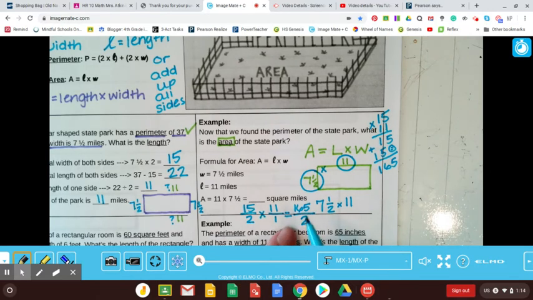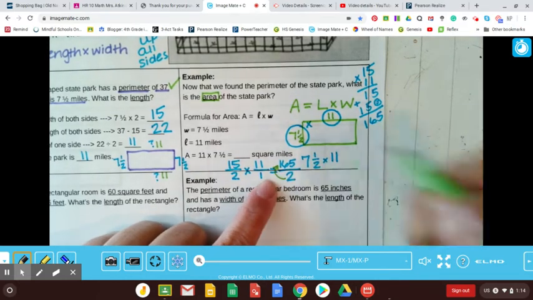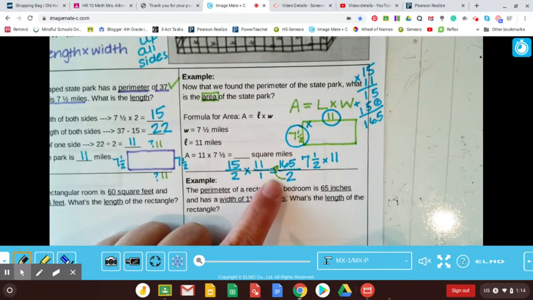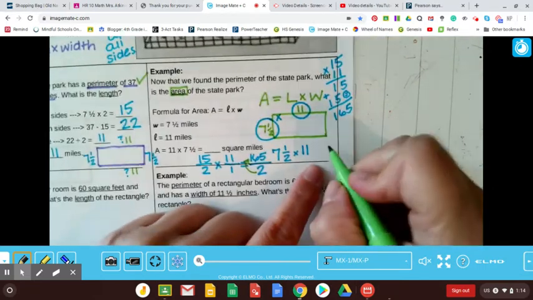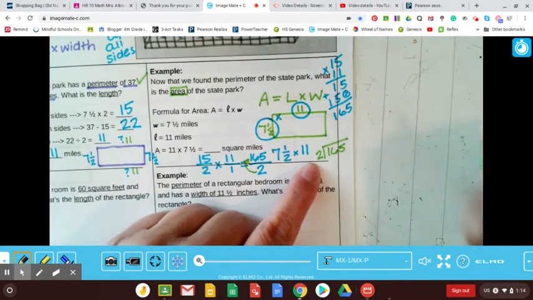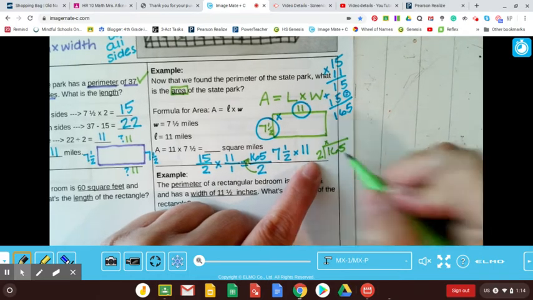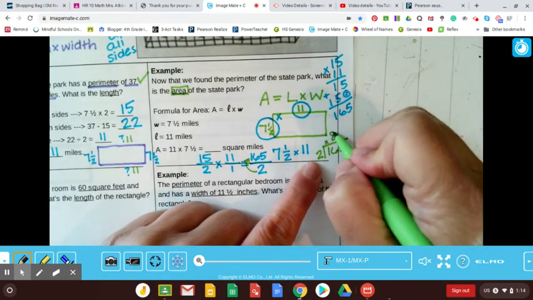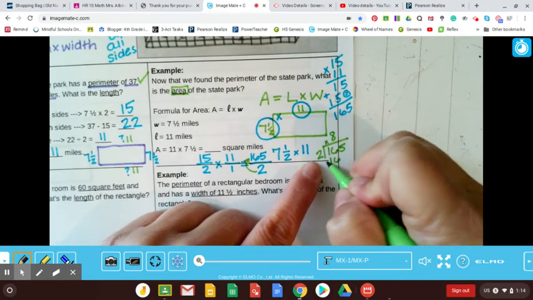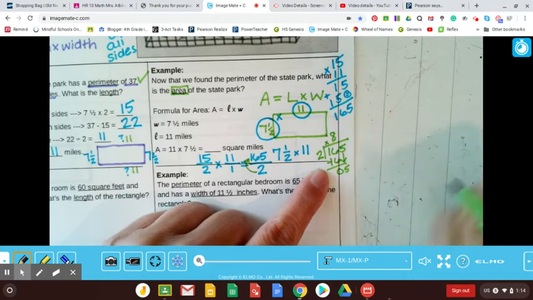All right. Now, this is an improper fraction, 165 over 2. So I want to see how many times can I get a 2 to go into 165. So I need to do a division problem. So I'm going to do that over here. 165 divided by 2. A 2 can't go into a 1. A 2 can go into 16 8 times. 2 times 8 is 16. Leaving me with nothing. I bring down my 5.